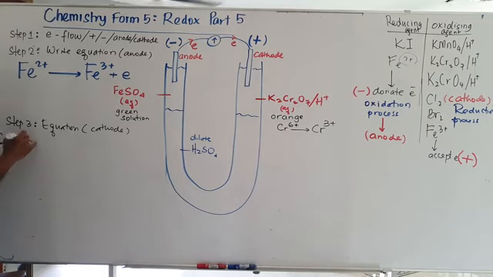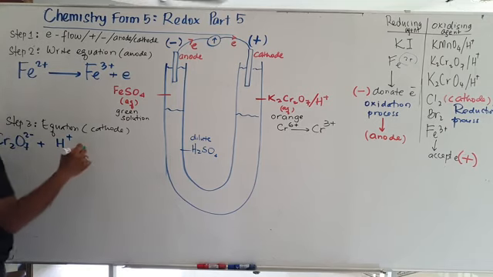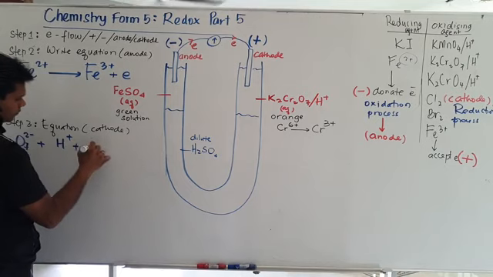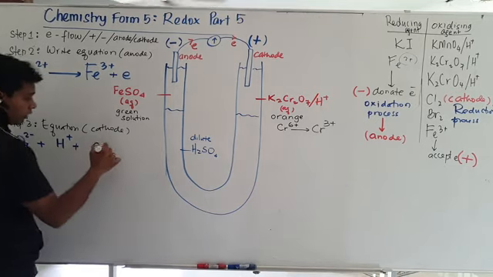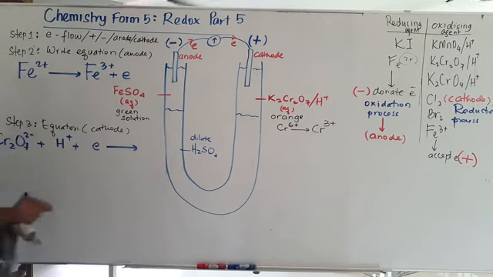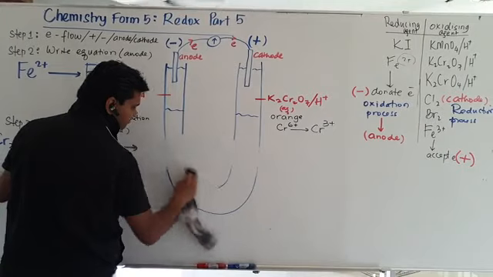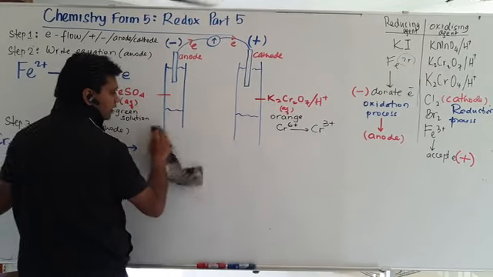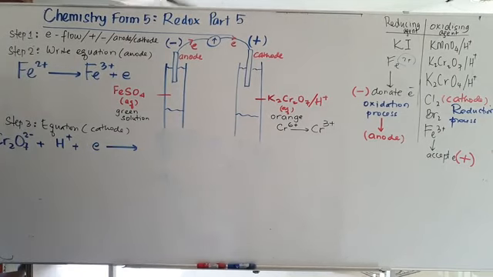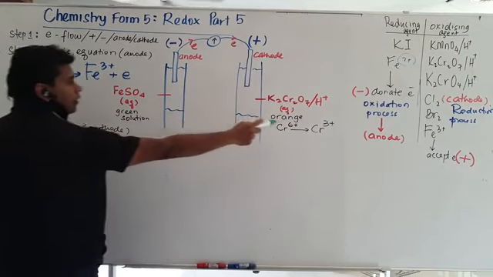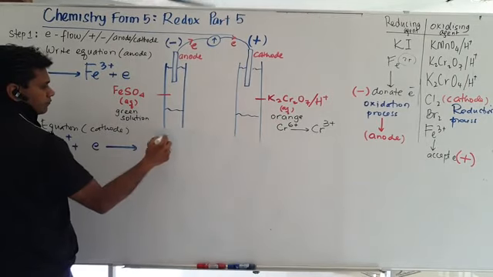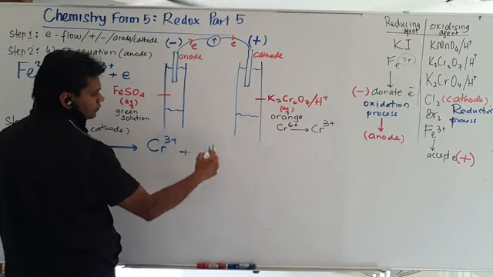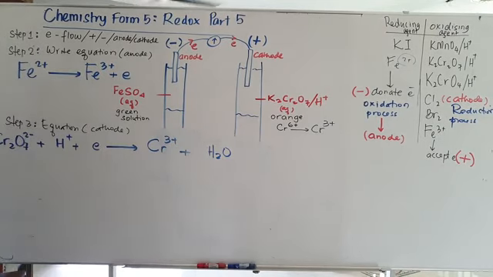Dichromate with H plus, must have H plus, is going to accept electrons to give you Cr3 plus and water, the H and the O. That's it. Your work now is to balance it.